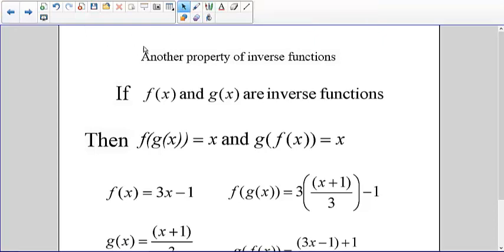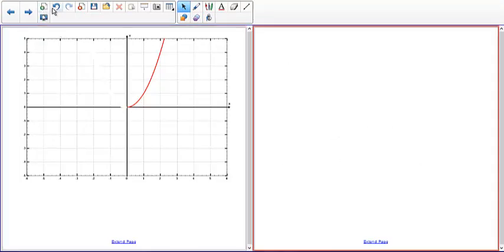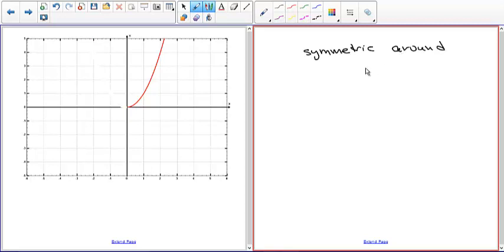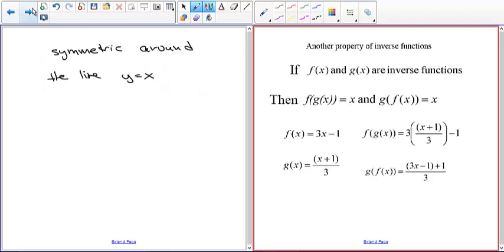There's another, so before we talk about this one, let's make 2 more comments. One is they're symmetric around the line y equals x. So if you plot 2 functions and they're symmetric around the line y equals x, then they're inverses of each other. And secondly, what's the second thing? I can't think of the second thing right now. It has something to do with what I was just about to do. So let me go back and look at this and see if I can figure out what it was.